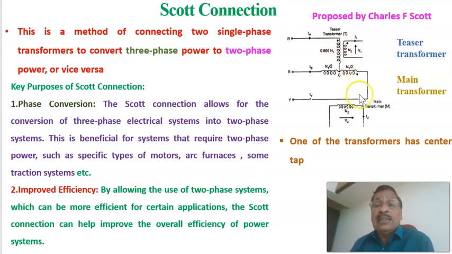And of course, the secondary turns are both equal. The secondary of the teaser transformer is N2. Similarly, the secondary of the main transformer is equal to N2. And we'll be seeing the analysis in the coming slides. One of the transformers has a center tap, and that is the main transformer, and to that one the teaser transformer is connected, and the number of turns here is equal to 86.6% of the number of turns of the main transformer.